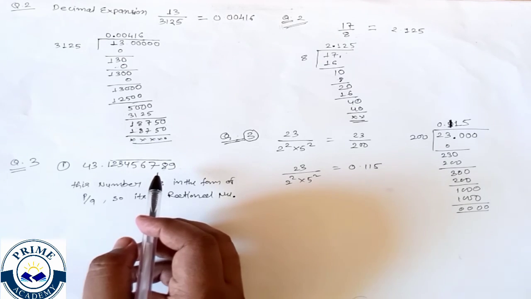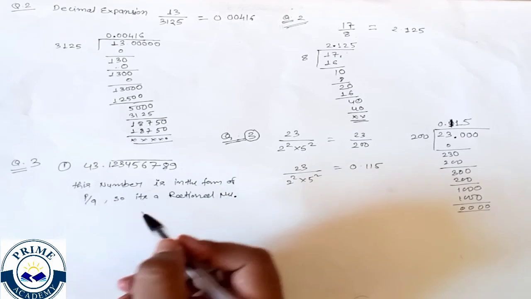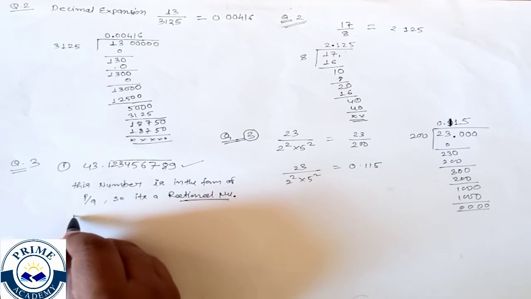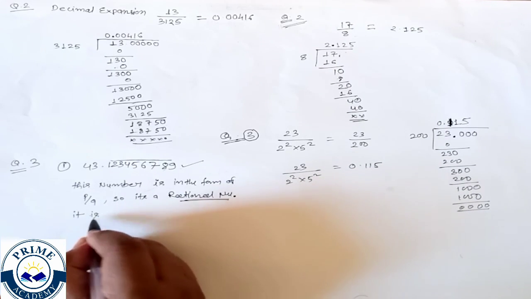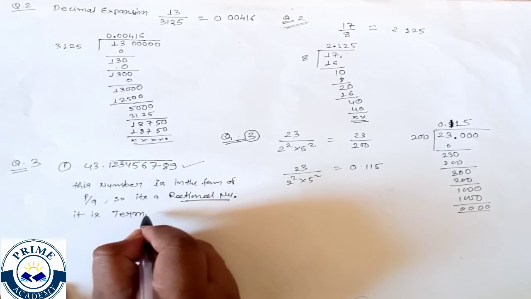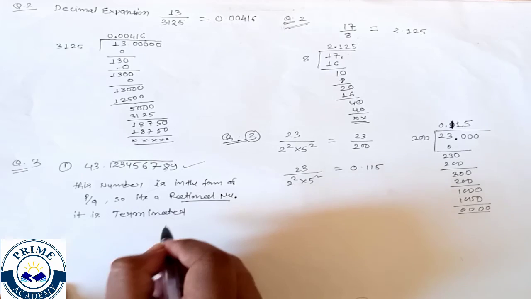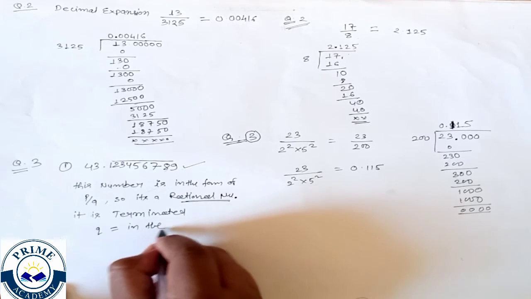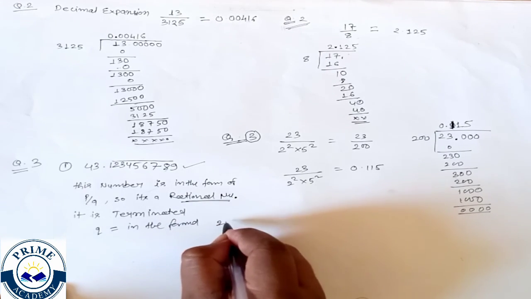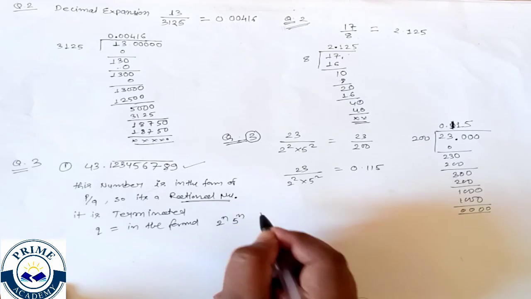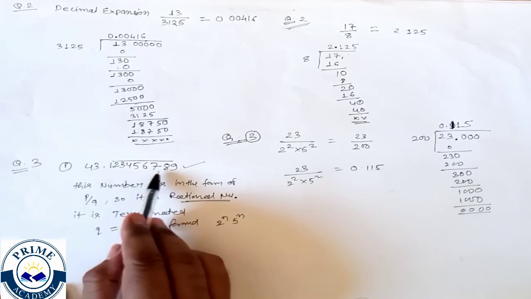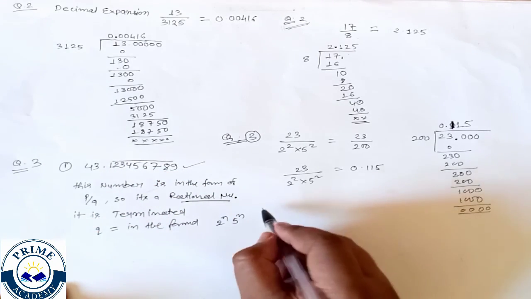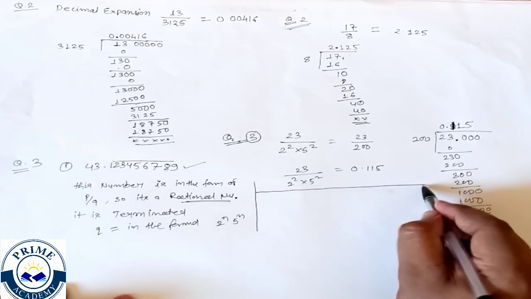So we can say that this is terminated, right? So this decimal is a rational number, that means it is terminated. It is terminated, that means q will be in the form 2 to the power n and 5 to the power m, right? Because this shows whether this is a rational number or not. I'm solving one more question.